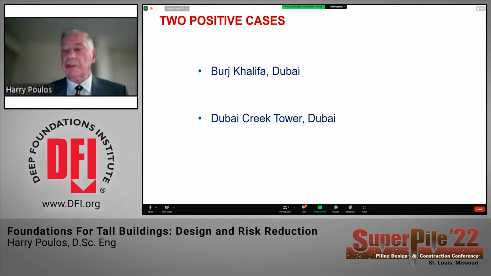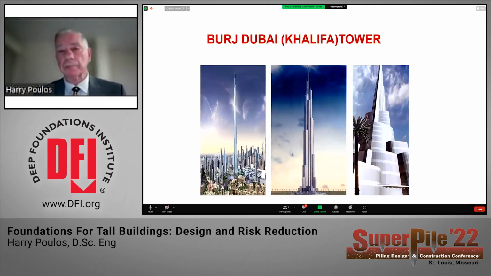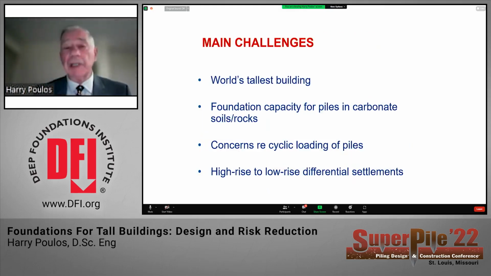So let me now just describe a couple of what I call positive cases where there's been a fairly logical process of design and the outcomes have been thus fairly favourable. The Burj Dubai, as it was originally called, or the Burj Khalifa, looked like this from the architect's concept in the early part of the 21st century. The main challenges here were that it was to be, and still is, as we speak, the world's tallest building.